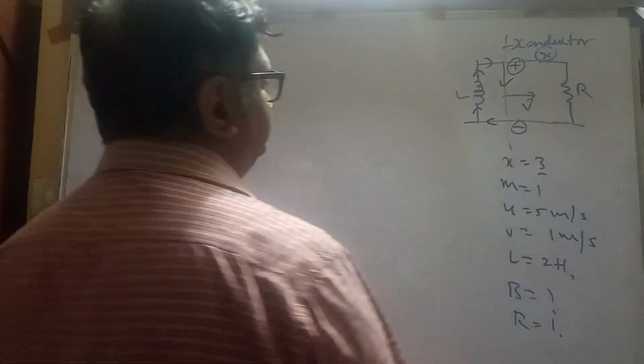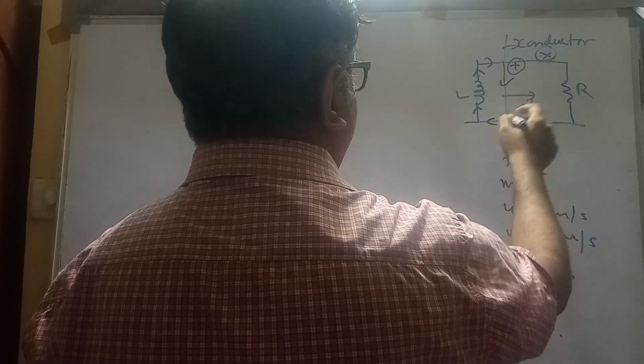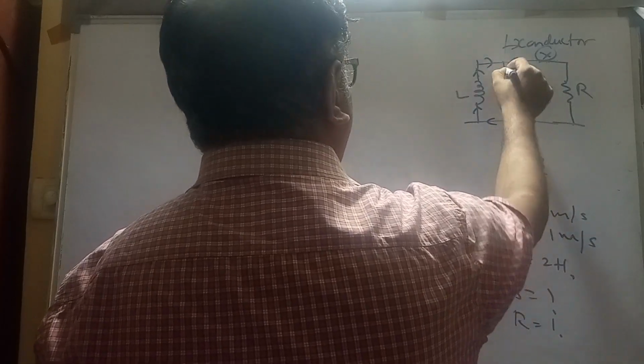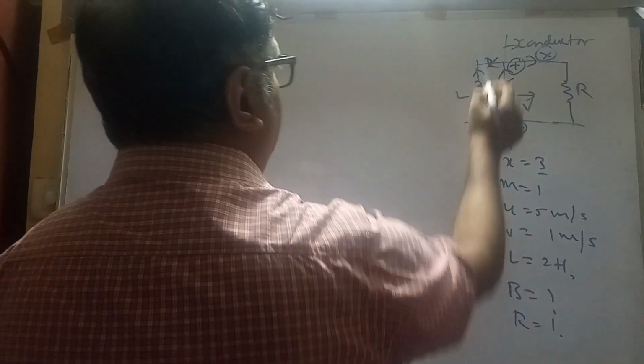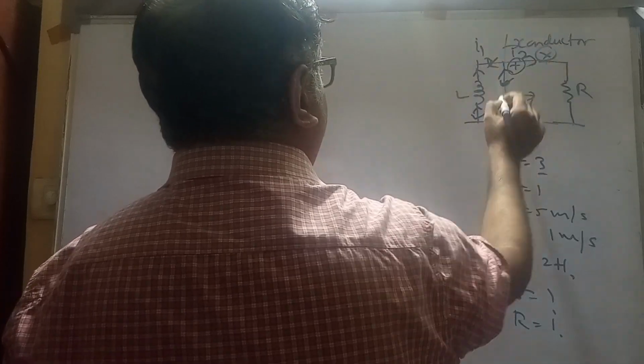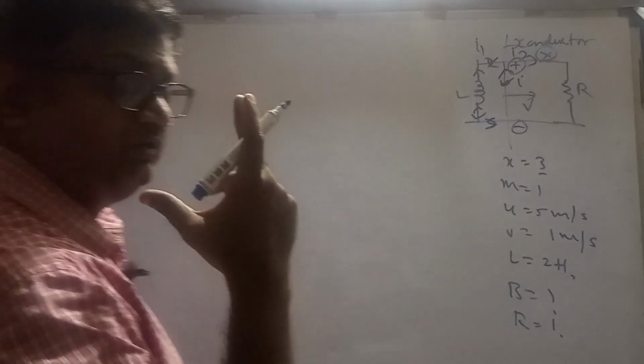So here, if you see, this is the high potential point, no? So the current, I think I have taken the direction should be like this. I'll call this current as I1, this current as I2 and this current as I. We are not too much bothered about the direction over here. Basically, if you have to establish the direction of current, you have to use Fleming's right hand rule, and for force you have to use Fleming's left hand rule.